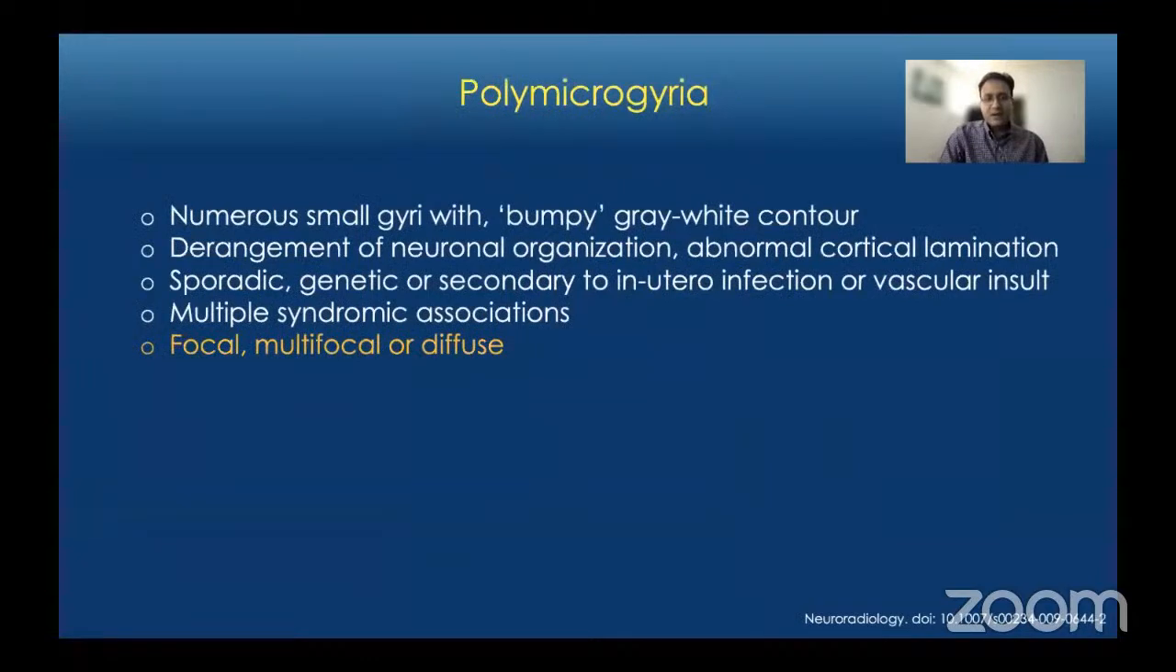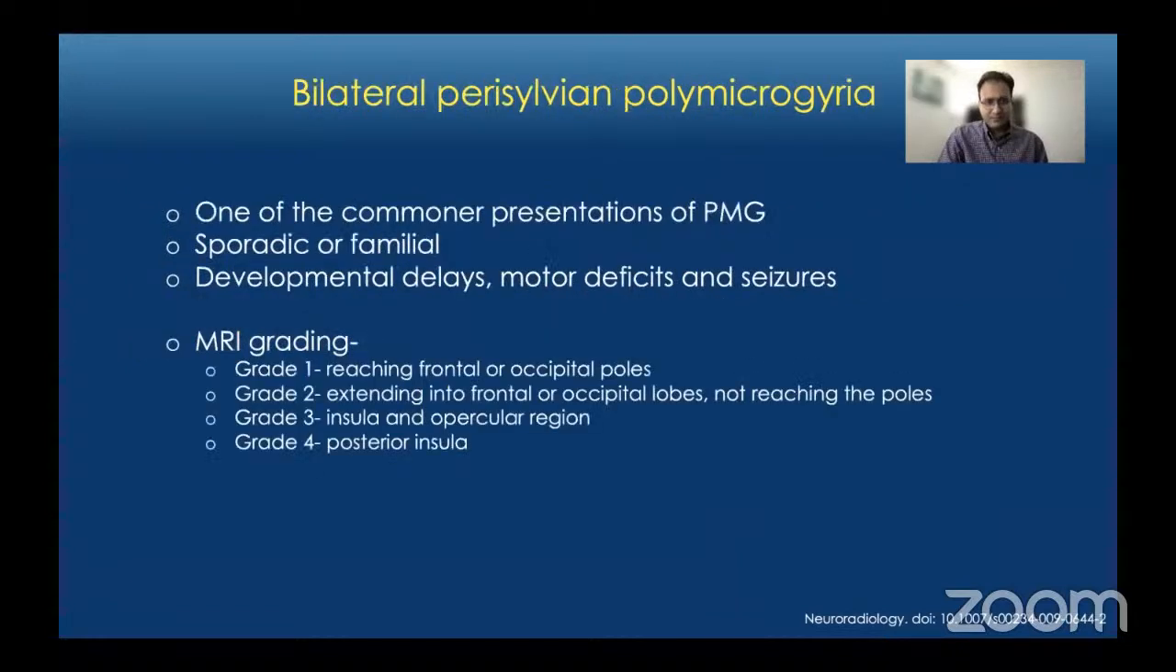Polymicrogyria is characterized by numerous small gyri with bumpy appearance of the gray-white contour. It is caused by derangement of neuronal organization and abnormal cortical lamination. It can be sporadic or can be genetic, or sometimes may be associated with in utero infection or vascular insults. There are multiple syndromic associations with polymicrogyria, and on imaging, it can be focal, multifocal, or diffuse. Bilateral perisylvian polymicrogyria is one of the common presentations. It can be sporadic or familial. It presents with developmental delay, motor deficits, and sometimes seizures.